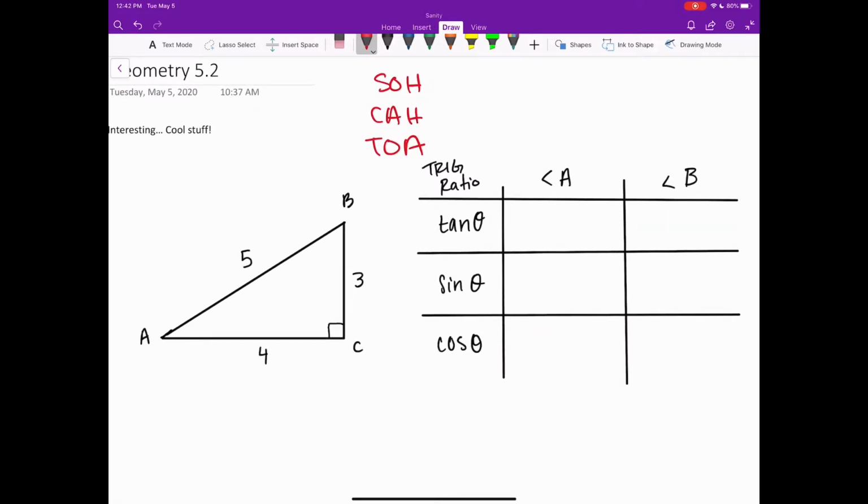Let's just look at this triangle. I've got a basic 3, 4, 5 triangle out there, and I'm asking you to find the tangent, sine, and cosine of angle A and angle B. So we're going to do some little review here.